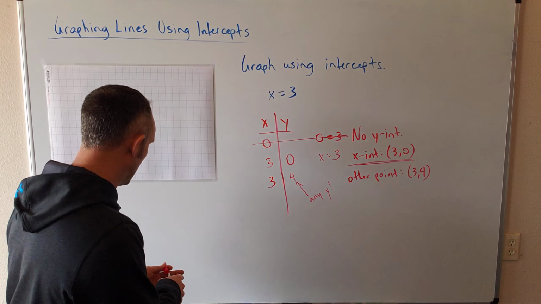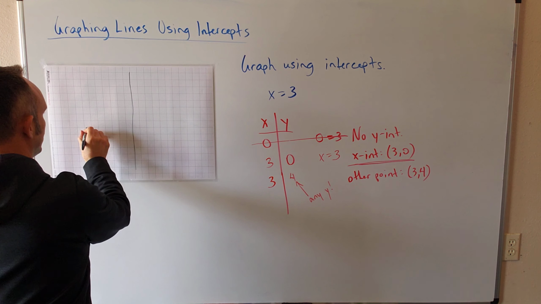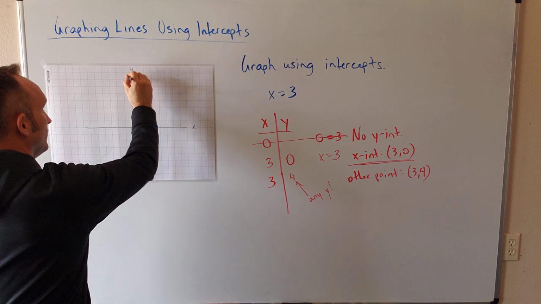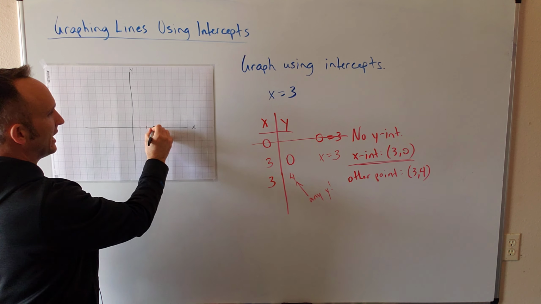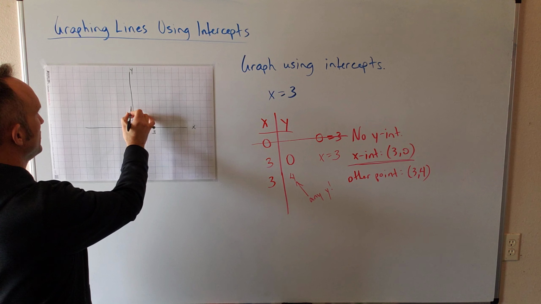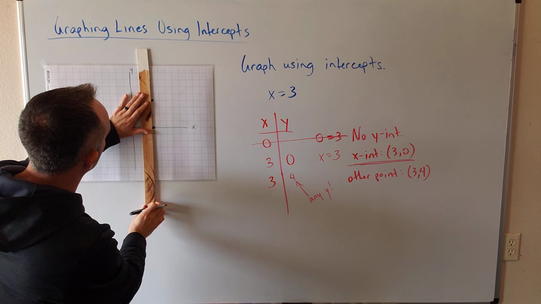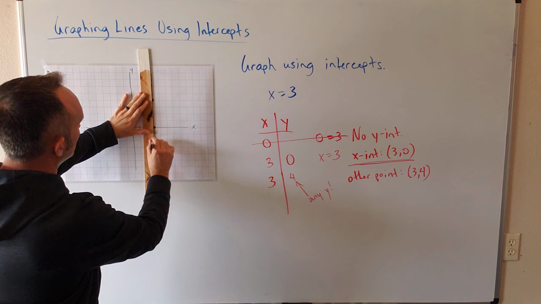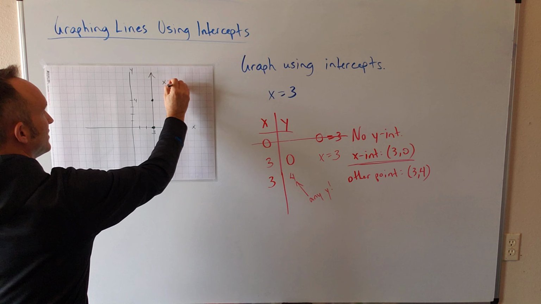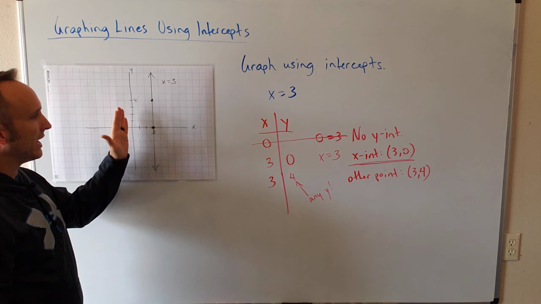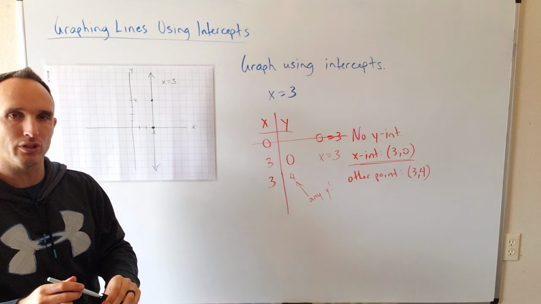Now I do want to graph this one so you can see what happens. So we've got our x-axis and our y-axis. We've got the point 3, 0, 1, 2, 3. And we have the point 3, 4, so 1, 2, 3, 4. 3, 4 is up here. And so in this case, the line that we're graphing happens to be a vertical line. And you can see that a vertical line will never touch the y-axis because they run parallel. And that's why this line has no y-intercept. It never touches the y-axis, and you can see that now when you look at the graph.